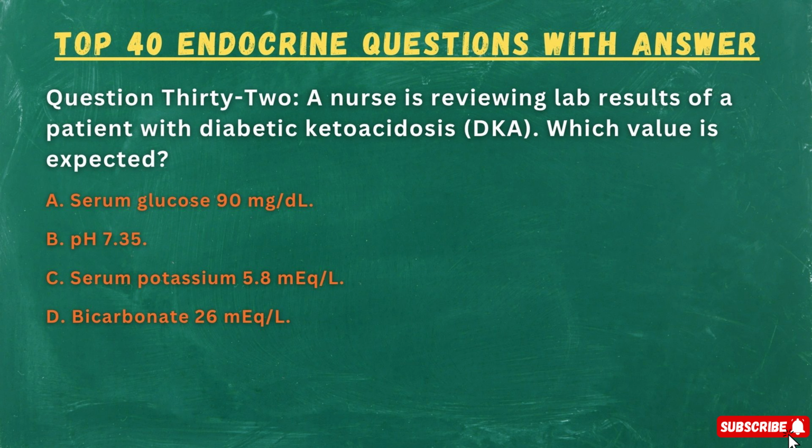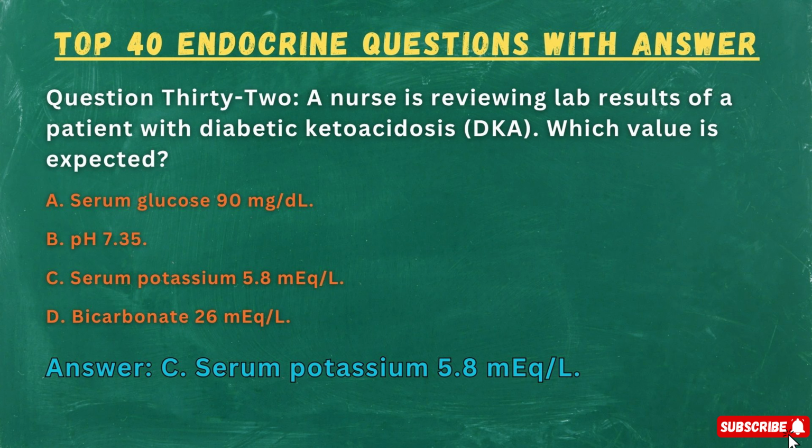Question 32. A nurse is reviewing lab results of a patient with diabetic ketoacidosis, DKA. Which value is expected? A. Serum glucose 90 mg per deciliter. B. pH 7.35. C. Serum potassium 5.8 milliequivalent/L. D. Bicarbonate 26 milliequivalent/L. Answer: C. Serum potassium 5.8 milliequivalent/L.